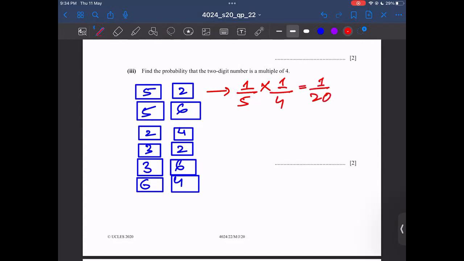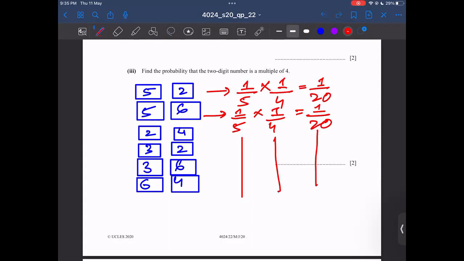Now all of these 6 probabilities are going to be the same. If you want to find the probability of 5, it is 1 by 5, and the probability of 6 is 1 by 4. You get 1 by 20. So all of these will have the same answer, that is 1 by 20.